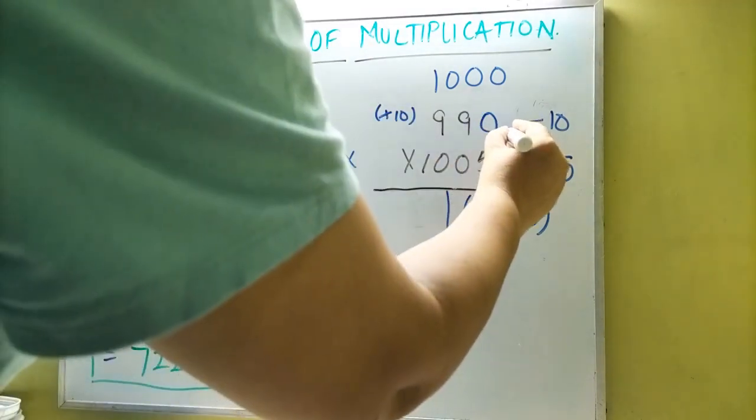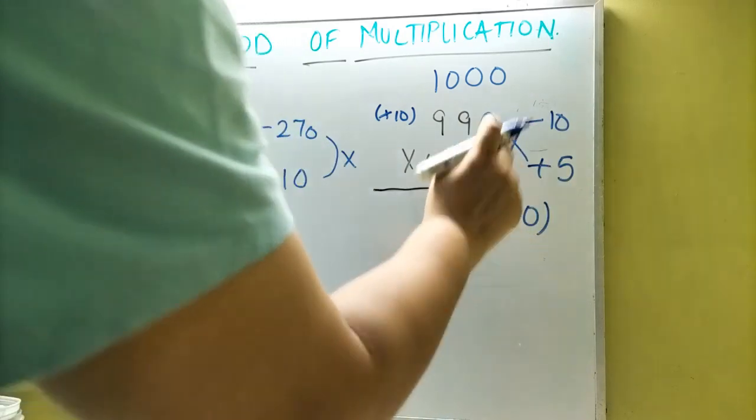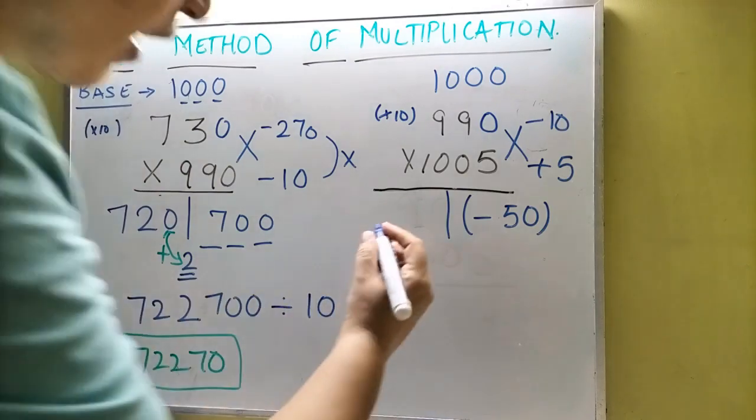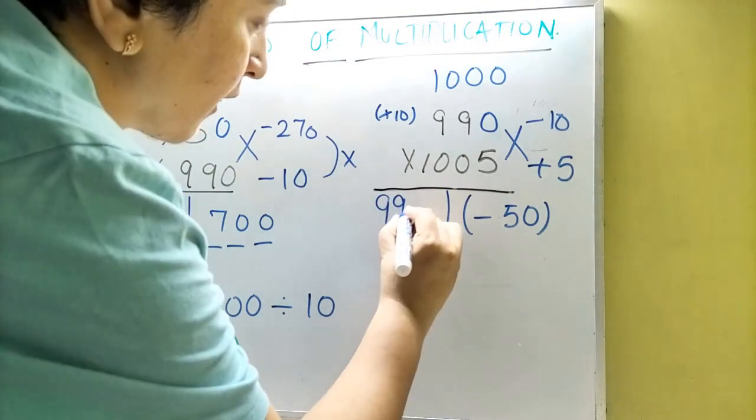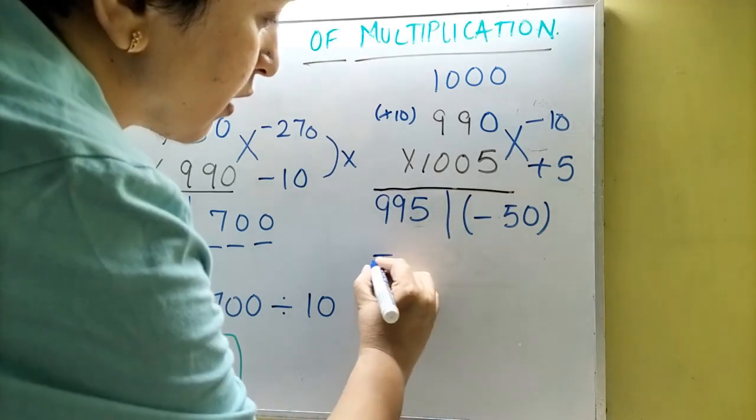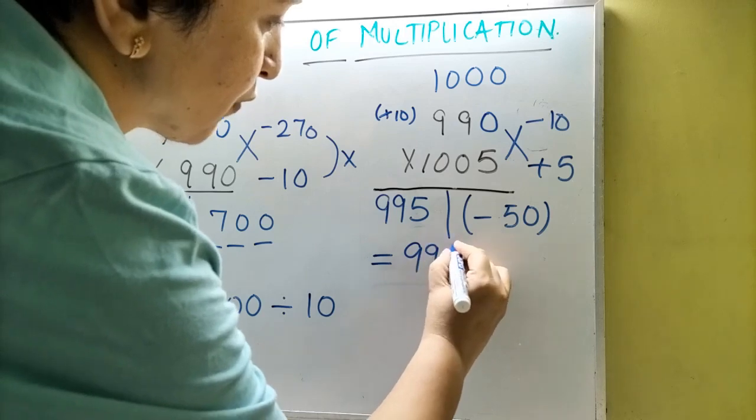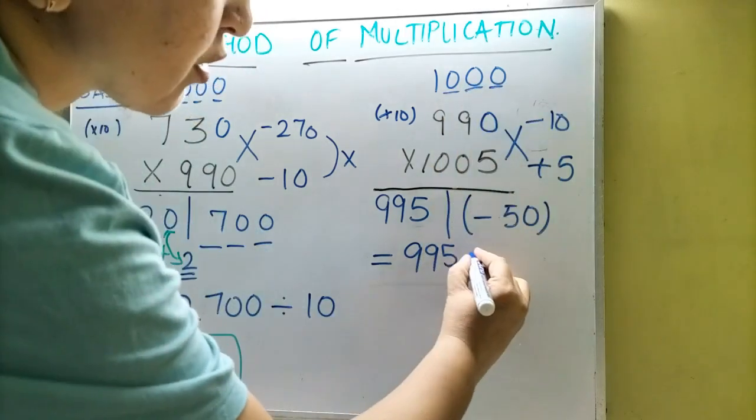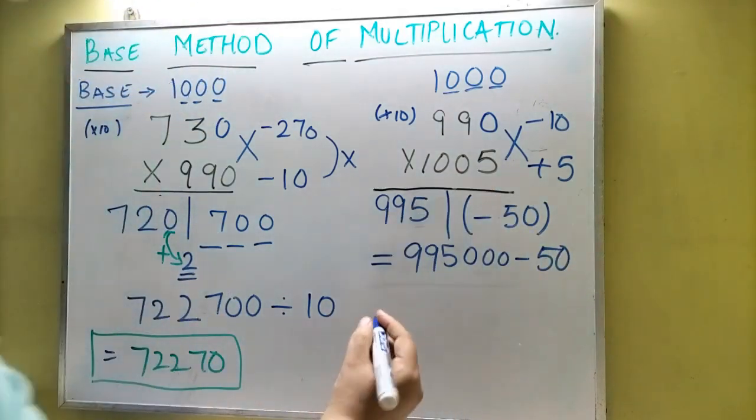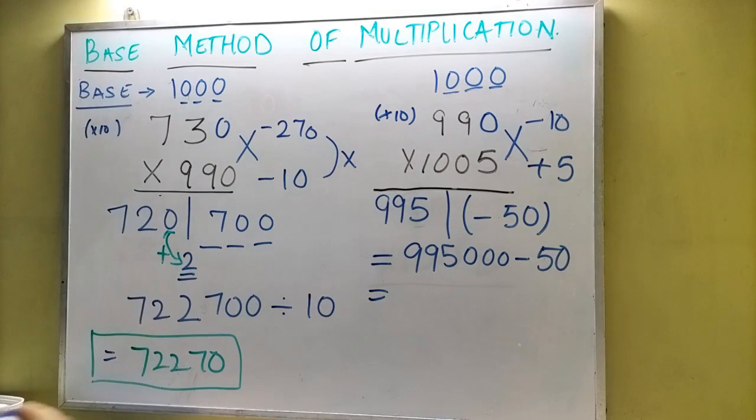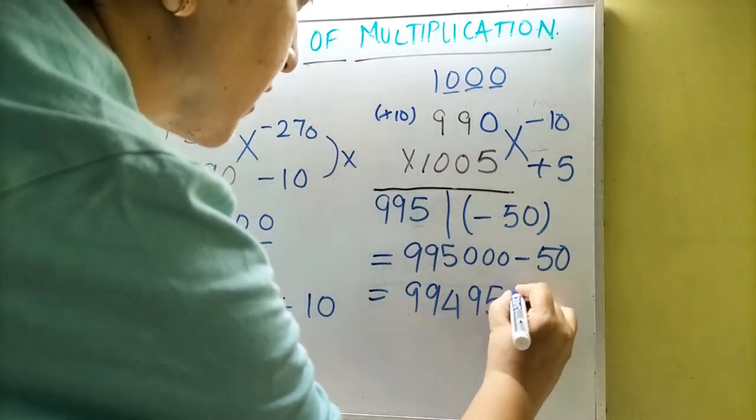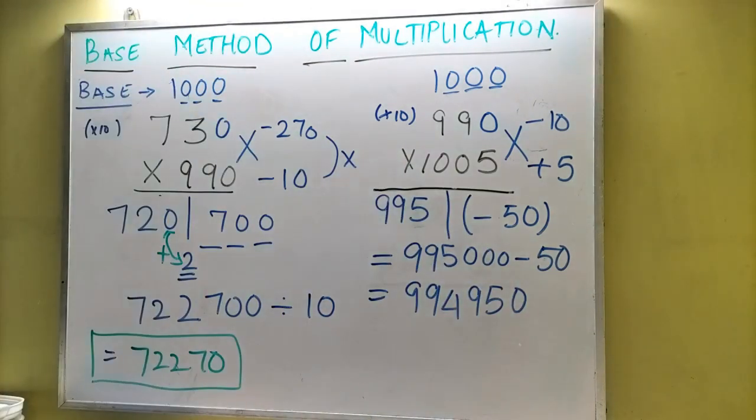Then I put a cross sign. So I either subtract 10 from 1005, or I add 990 and 5, which comes out to be 995. So 995, and my base has 3 zeros, so I add the 3 zeros here. Minus 50 will be done to get my answer as 994950. Now again, this is not my final answer.